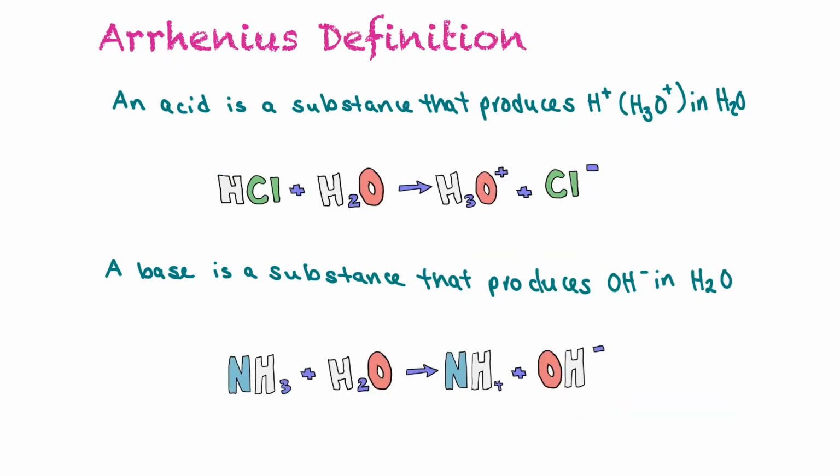So the Arrhenius definition of an acid is a substance that produces hydrogen or hydronium ions when placed in water. So here's our example. Hydrochloric acid plus water makes hydronium ion and chloride ions. A base, according to this rule, is a substance that produces hydroxide ions in water. So ammonia plus water makes ammonium plus hydroxide.